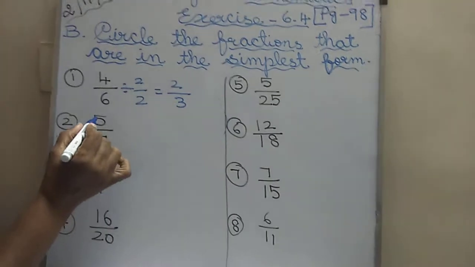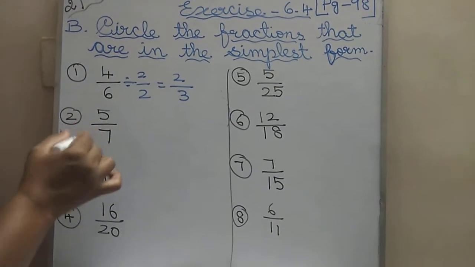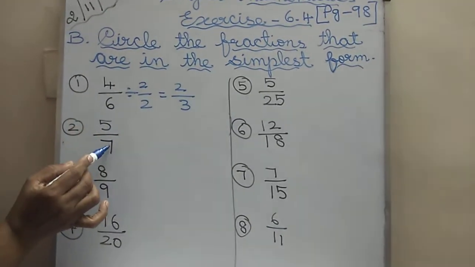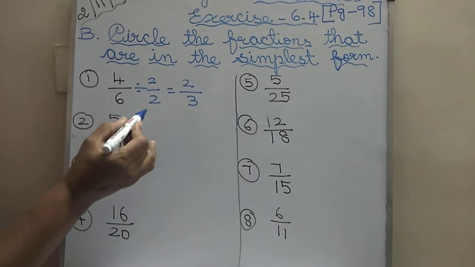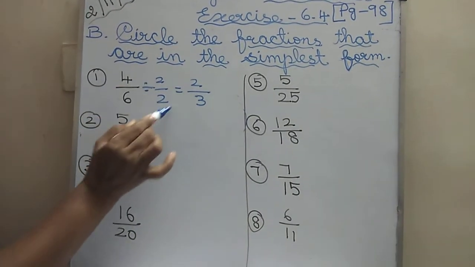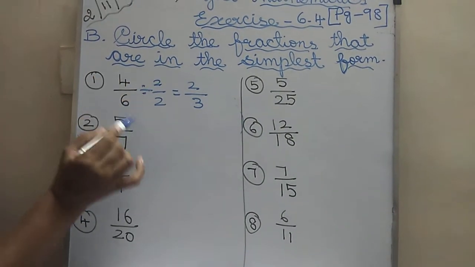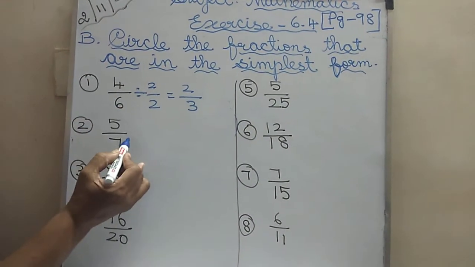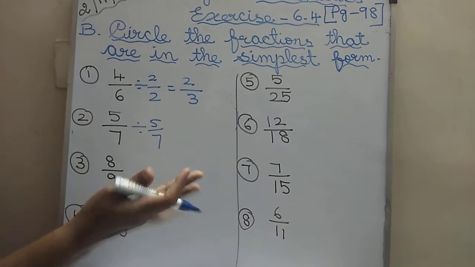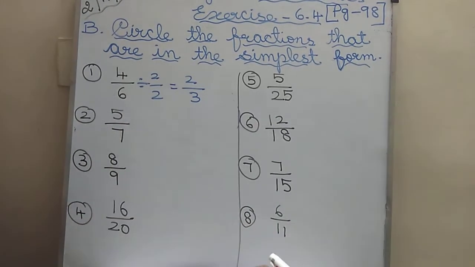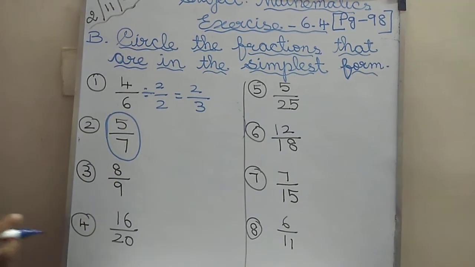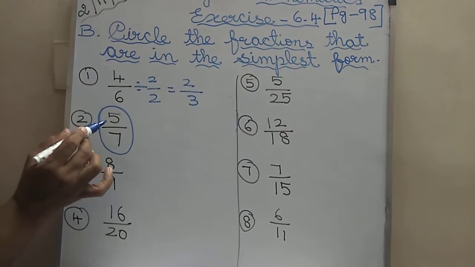Okay, children? See, here 5 by 7. Can you divide, children? No, because 5 goes in the 5 table and 7 goes in the 7 table. The numerator and the denominator should divide in the same table. But here what will come, children? Divided by 5 by 7. So we should not write like this. You can't divide in the same table. So this is the simplest form. You have to circle this one.